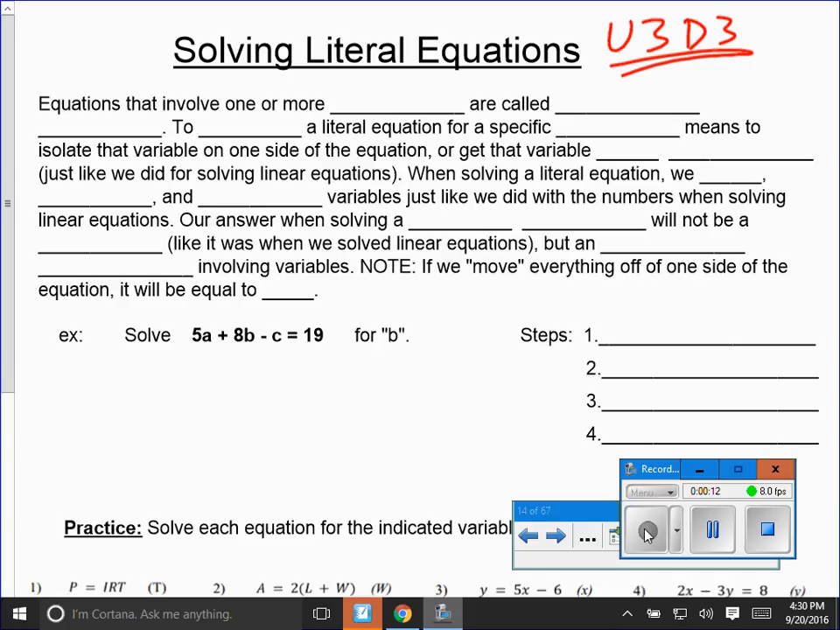So we've been over solving linear equations now. We've talked about working with algebraic expressions. Today we're solving literal equations. What that means is equations that involve one or more variables. These are called literal equations.